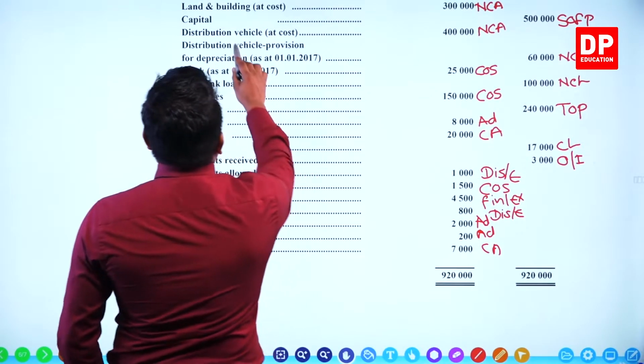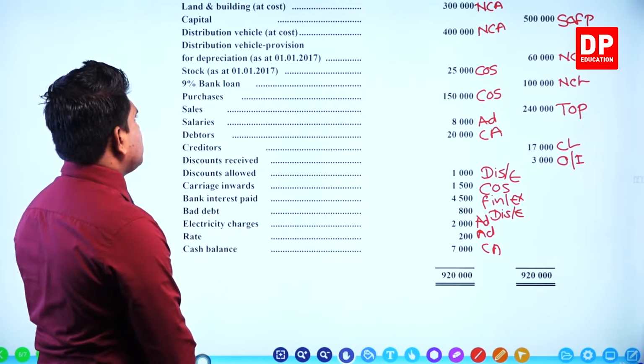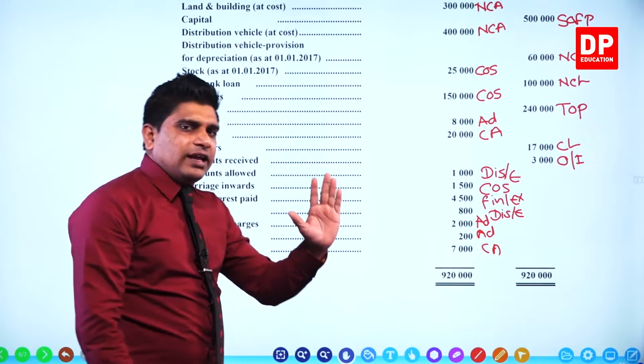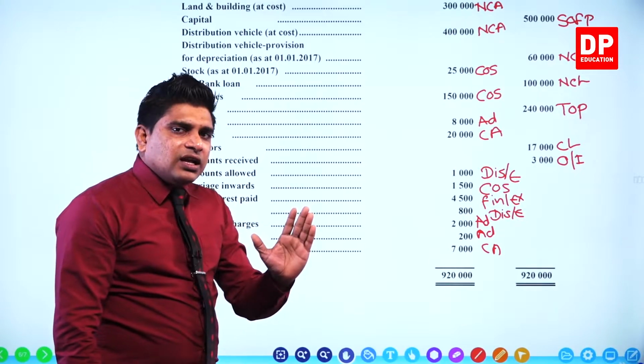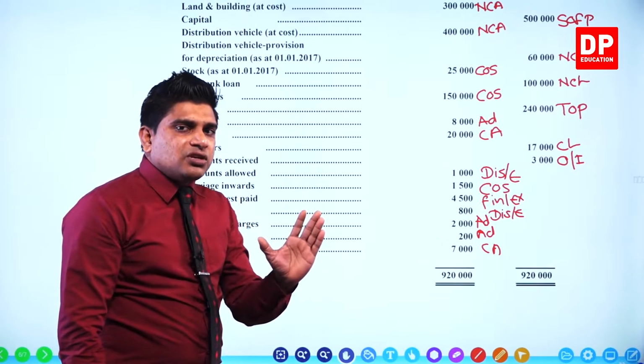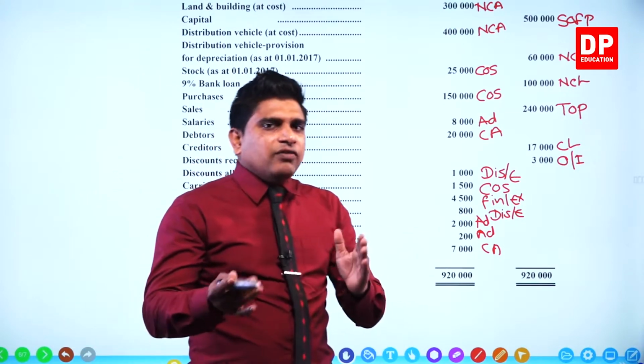Now distribution vehicle you can see 400,000 into 10%. You never take distribution vehicle provision for depreciation value, right? Some students by mistake, they take what?